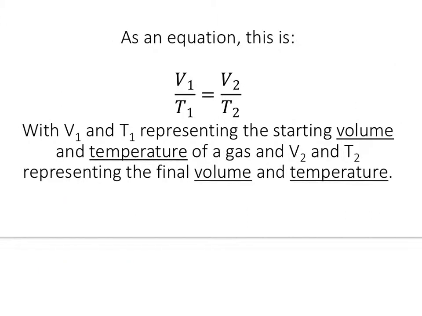V1 over T1 equals V2 over T2. V1 and T1 are the starting volume and temperature. V2 and T2 are the final volume and temperature. As with Boyle's, it doesn't really matter. Just make sure that whatever temperature goes with your volume 1 is in T1. If that happens to be your second volume, then your temperature is now your second temperature. Just keep things paired up together.